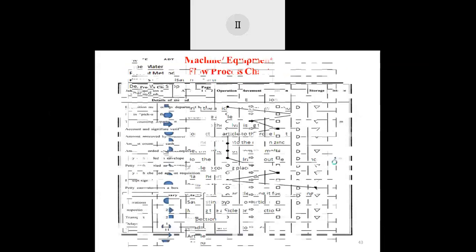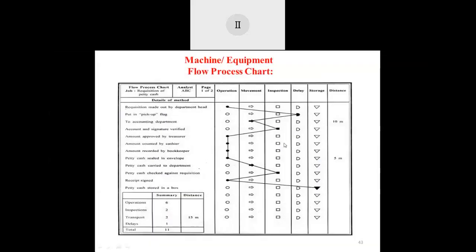In this way, with a circle it is indicated that it is an operation. Then movement, this arrow, means movement or transportation. Then for inspection we indicate with a rectangle. Then with a D-type symbol we indicate the delay. Then with a triangle we indicate that there is some storage or some hold position.